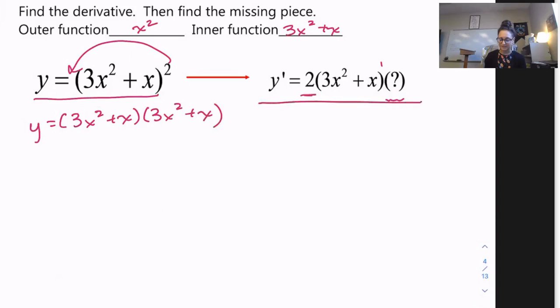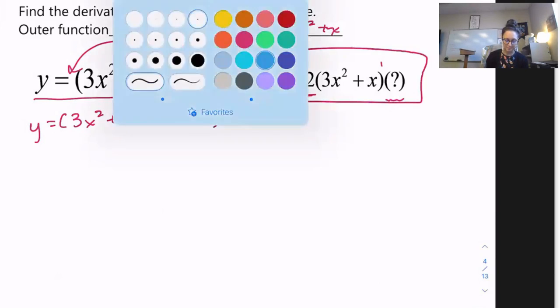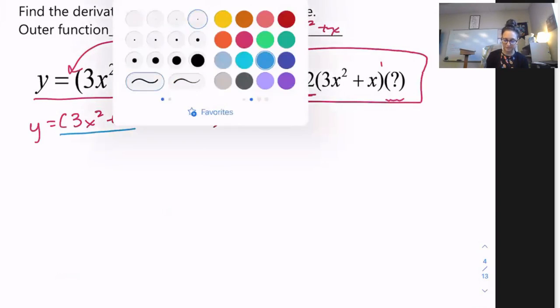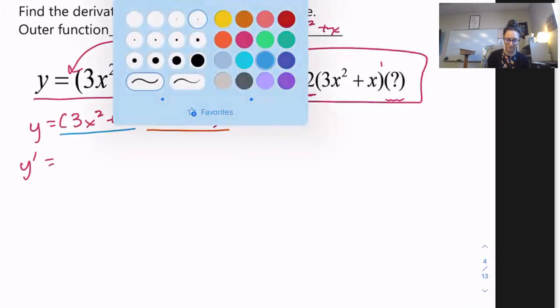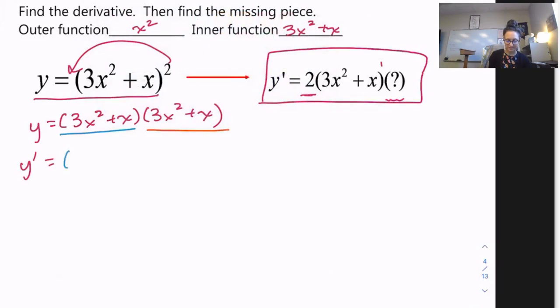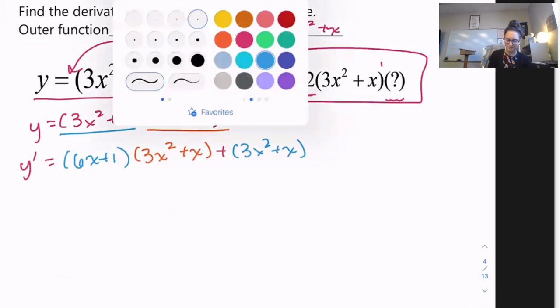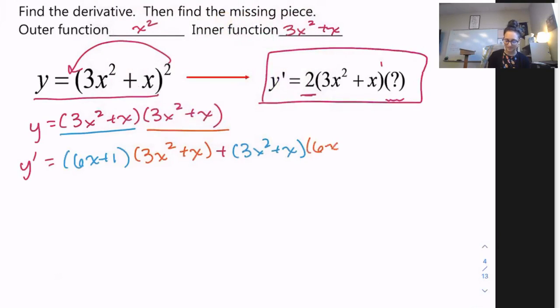And again, my goal is, can I get it into this form? So here's what we're going to do. I'm going to have first function in blue, second function in orange. So for y prime, I need product rule now, right? So derive the first, we're going to get 6x plus 1. Now hold the second, so 3x squared plus x, plus, for product rule, now hold the first, 3x squared plus x, and derive the second, which will be 6x plus 1.